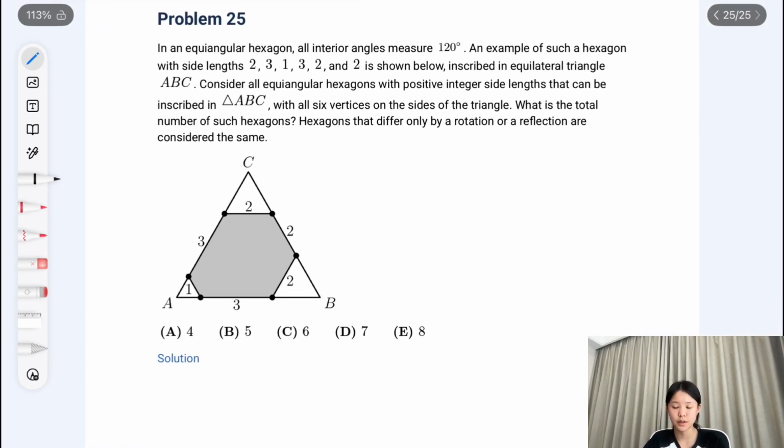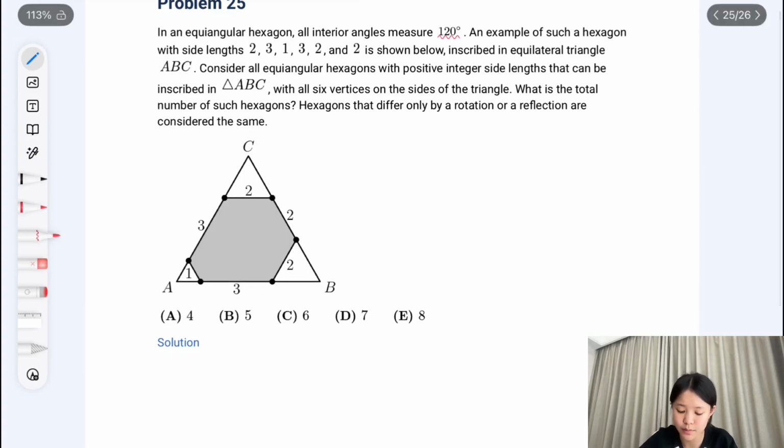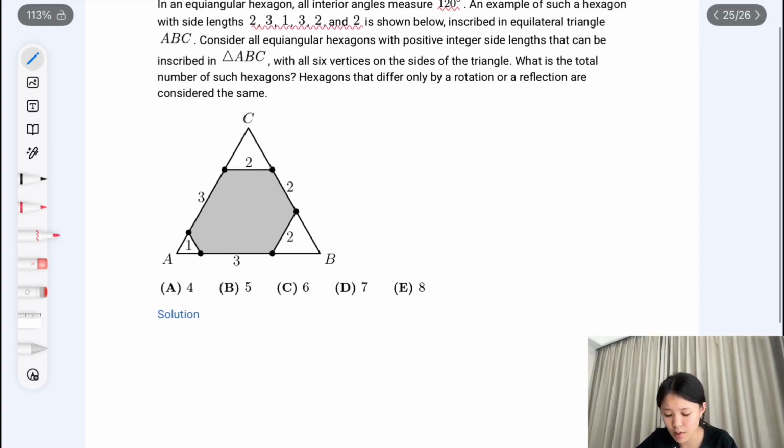Okay, so problem 25. This is one of the harder problems in this problem set, as it's the last one. But it tells us that in an equal angular hexagon, all interior angles measure 120. An example of such a hexagon is the one shown below, with the side lengths of 2, 3, 1, 3, 2, and 2. And this is inscribed in an equilateral triangle, ABC.